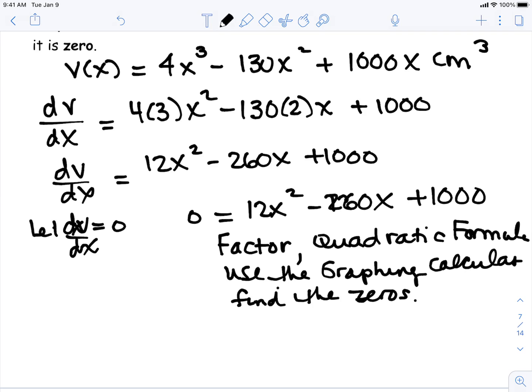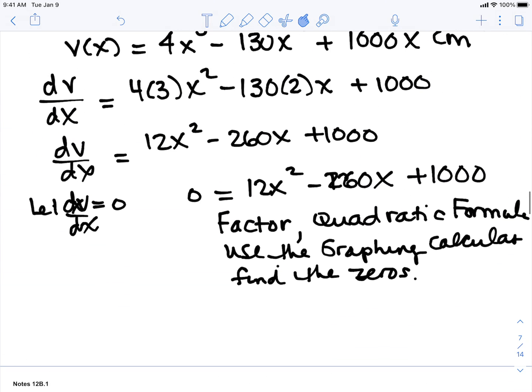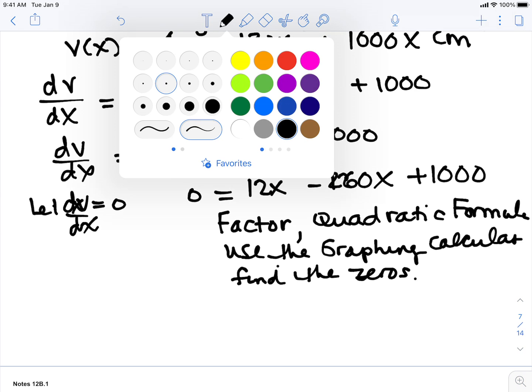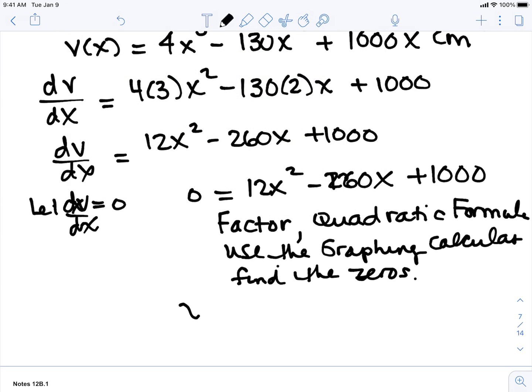So let's assume that we went and used our graphing calculator and we found those zeros. Well, those zeros are x equals 5 or 16 and 2/3. Those are our two critical points.